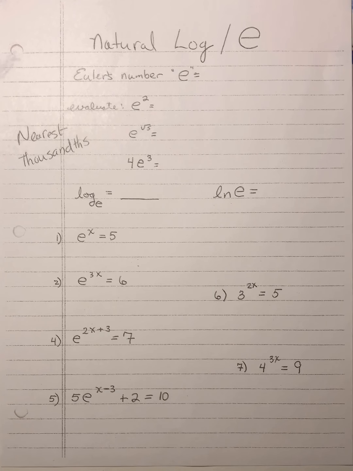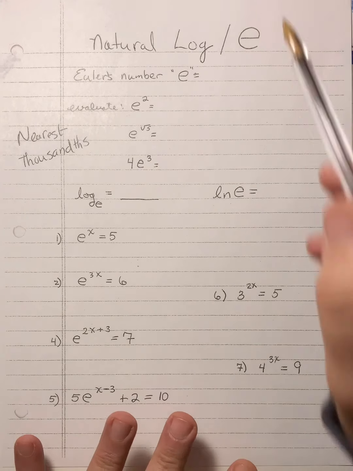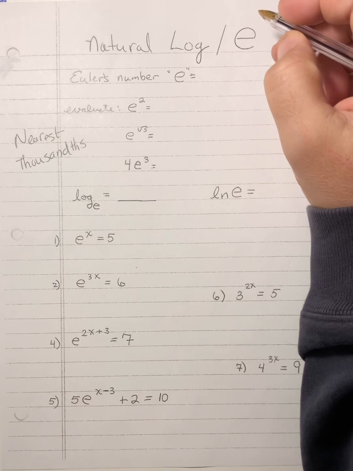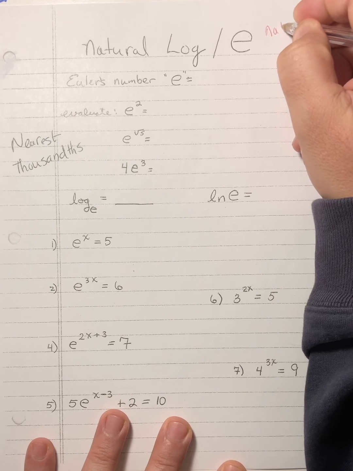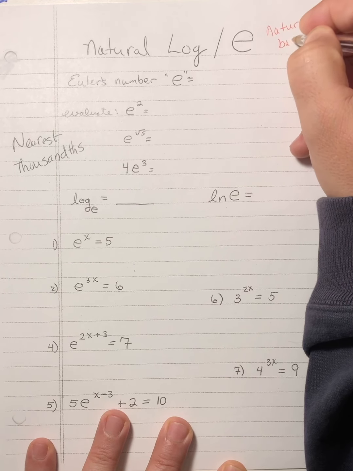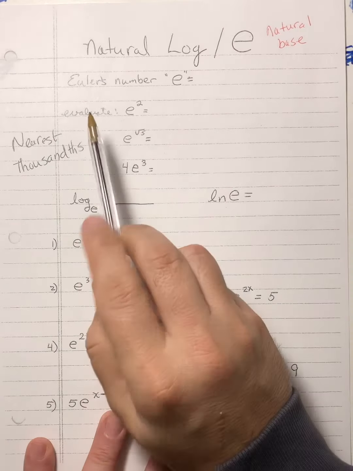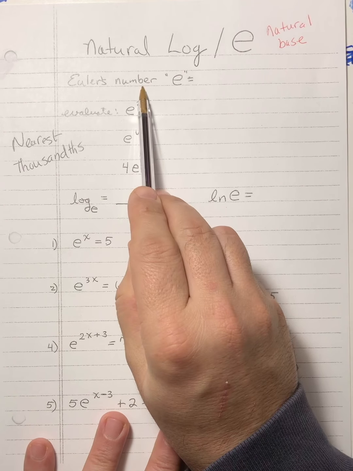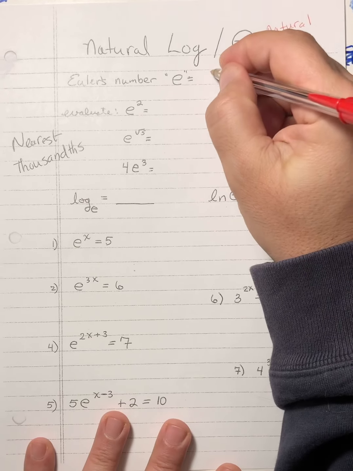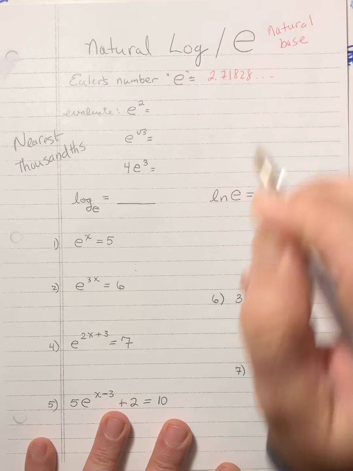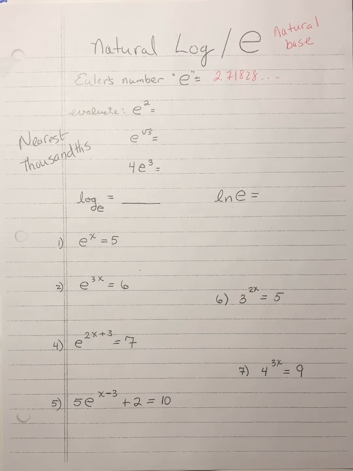Today we are looking at the natural log, e. e is called the natural base. e is what's called Euler's number, after the German mathematician. Euler's number e is 2.71828... Okay, folks? All it is is a button on the calculator.